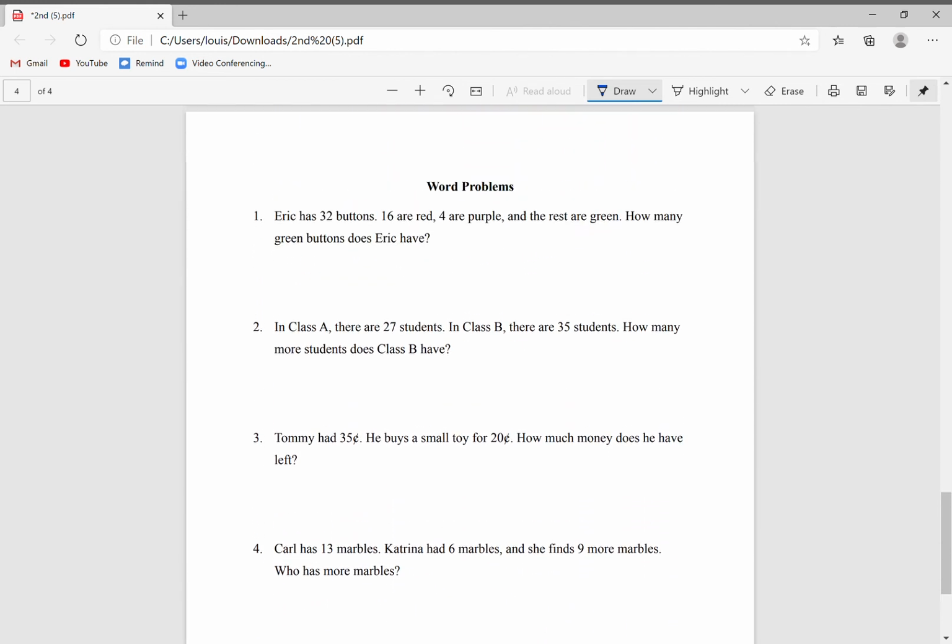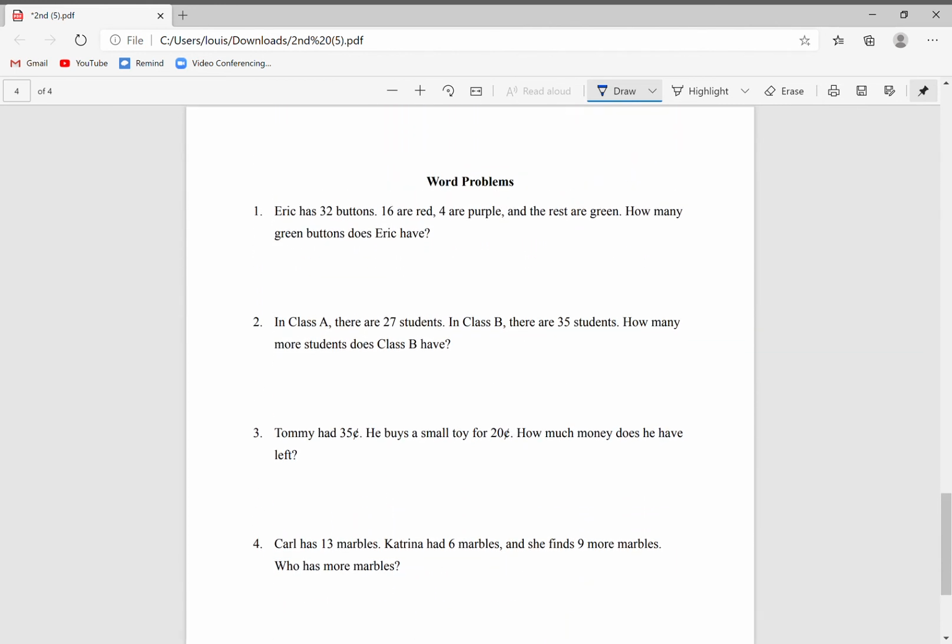So for our final worksheet, we'll do word problems. I've always said this before, but for word problems, it's always handy to write out what it's telling you and then solve from there. So let's try number 2. In Class A, there are 27 students. In Class B, there are 35 students. How many more students does Class B have?